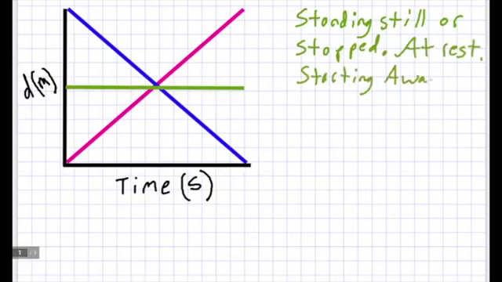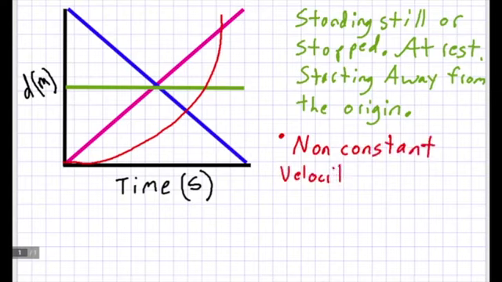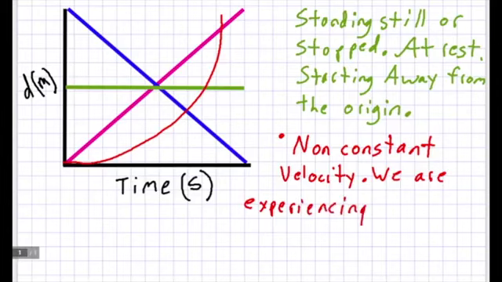We need to notice though that our distance isn't 0, which means that we're actually starting away from the origin here. Now let's take a look at another line, but this time it's going to be curved. Since this line is curved, the slope is changing everywhere on this line. And since we have a changing slope, that means that we have a changing velocity, which means in other words that our velocity is non-constant. A changing velocity means that we are experiencing acceleration.